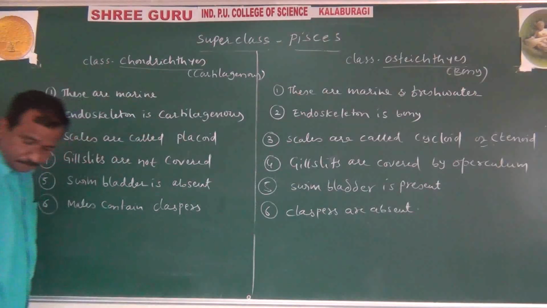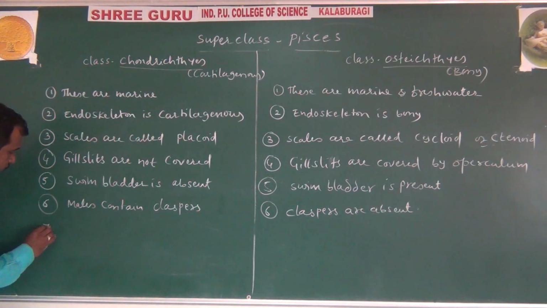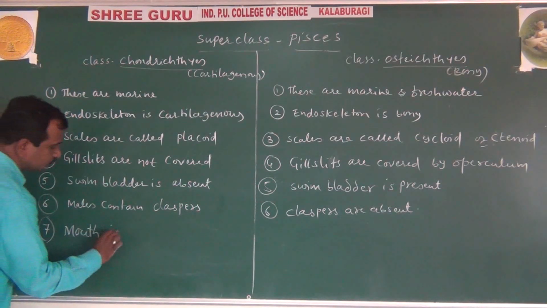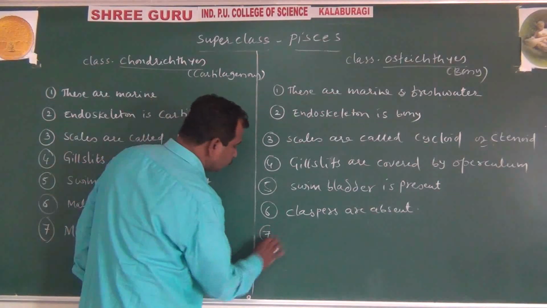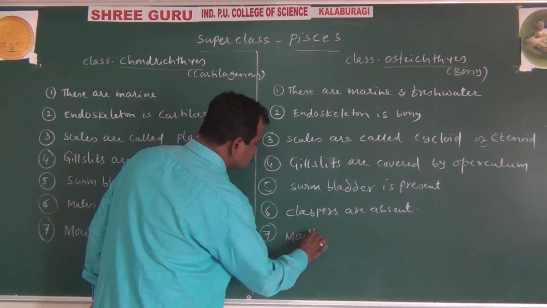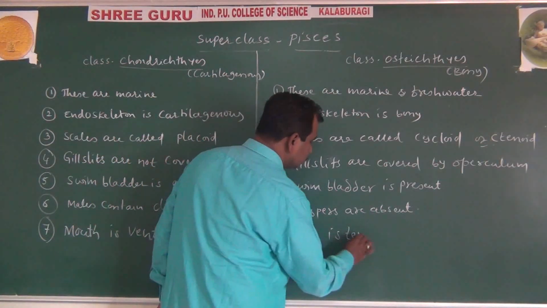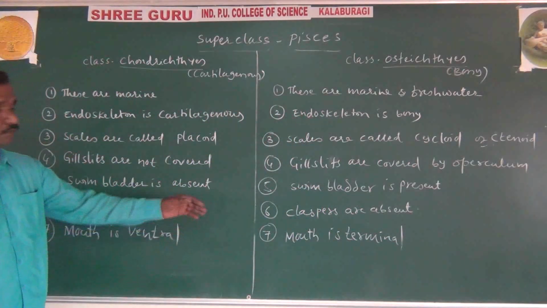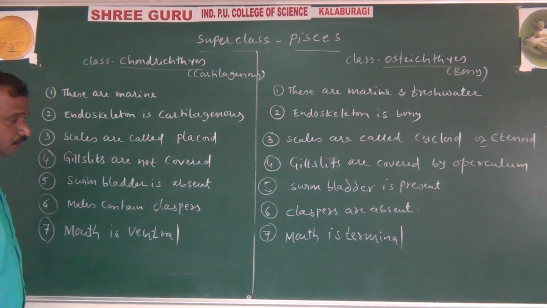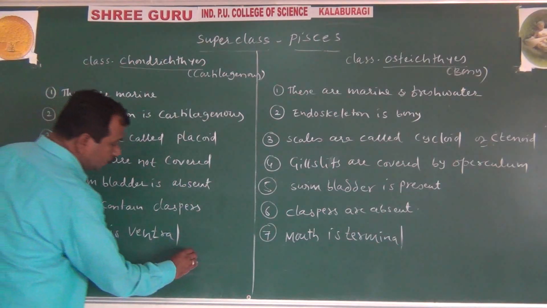Next one is the seventh one. Mouth is ventral in one, and mouth is terminal in the other. The differences we are going to observe: mouth is ventral, mouth is terminal, so we have to see that.